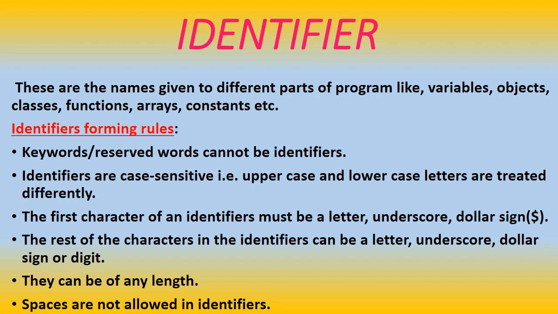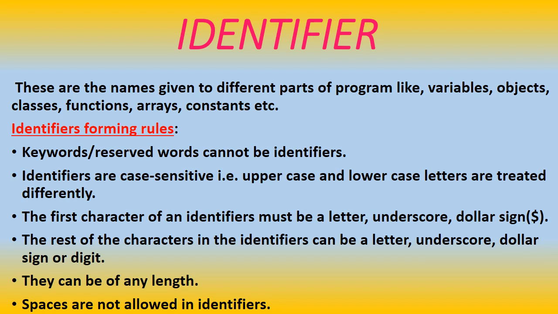Next rule, your identifier name can be of any length. And next one, last rule is, in the name of identifiers, spaces are not allowed. Means within the name of identifier, you cannot give the space. In the place of spaces, you can use underscore. So these were the identifiers forming rules.